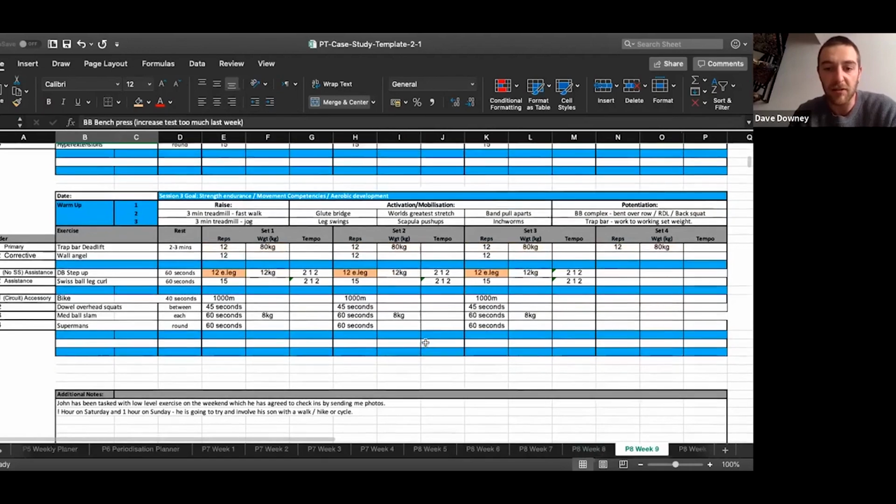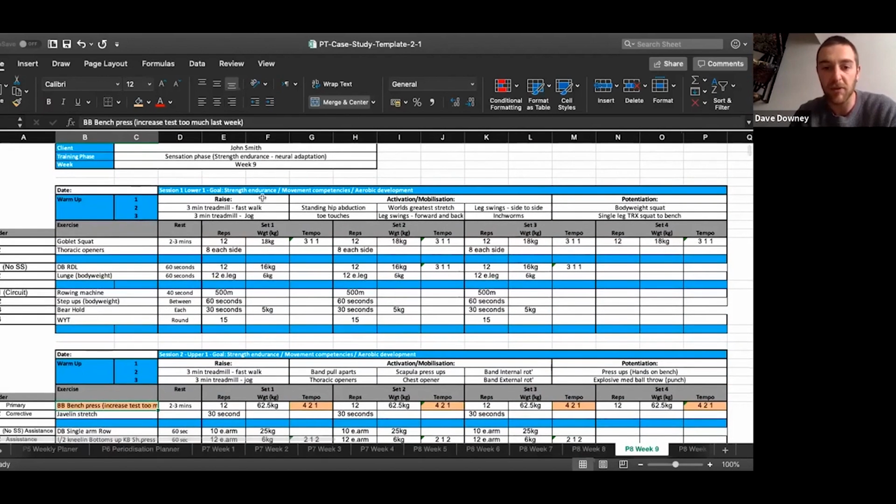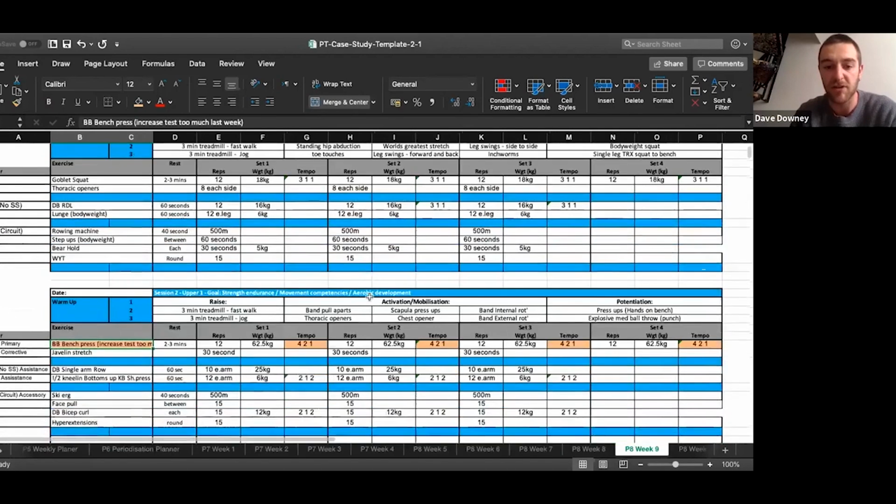So week 9 then, we're still in the sensation phase. Week 8 was quite a big increase, so we've kept day 1 completely the same. Again, that'll be from feedback from the client. So we'll know that that's another week where we just do the same, no changes.